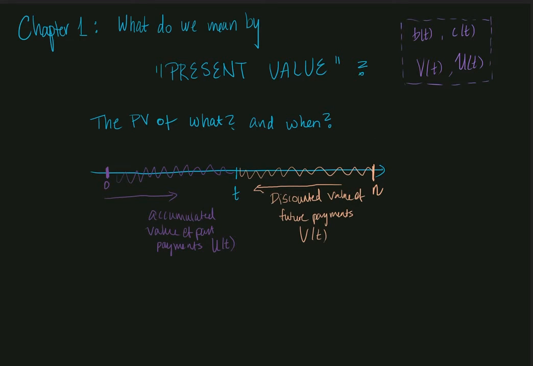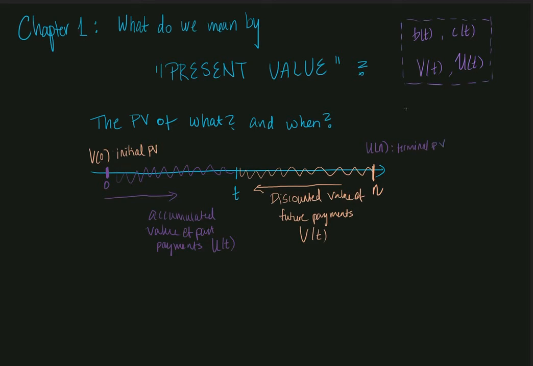They also have two other terms that they use. V of 0: if we stand at time 0 and look at all of the future payments discounted back to time 0, then this is what they call the initial present value. On the other hand, if they stand at time n and think about U of n, which is the accumulated value of all of the past payments, then this is what they call the terminal present value.